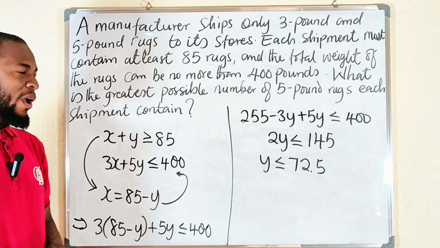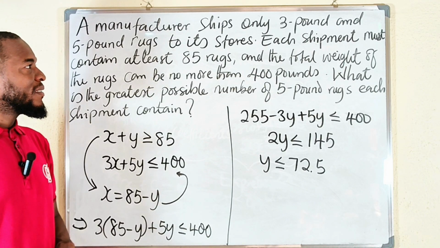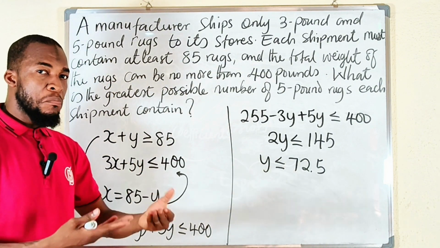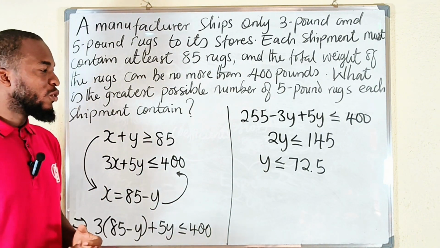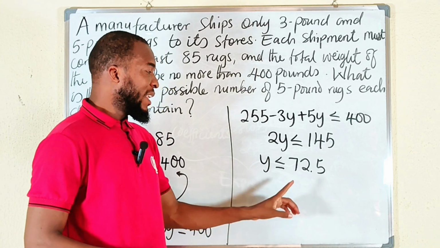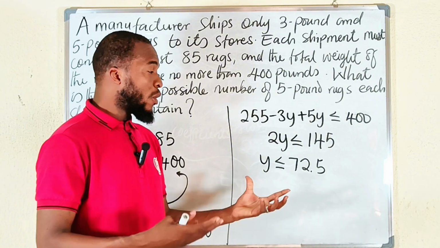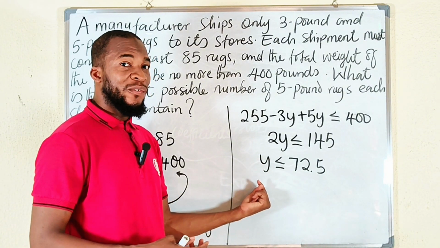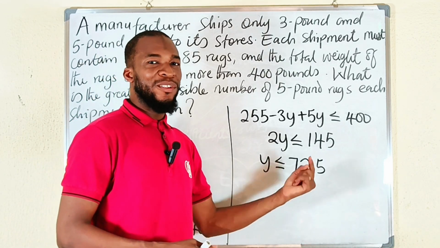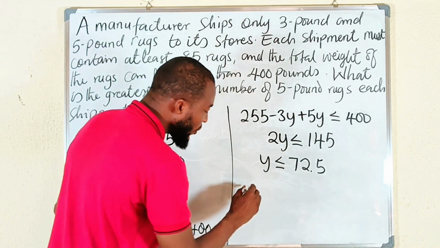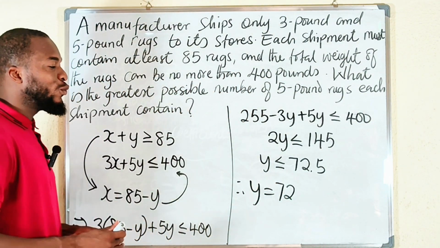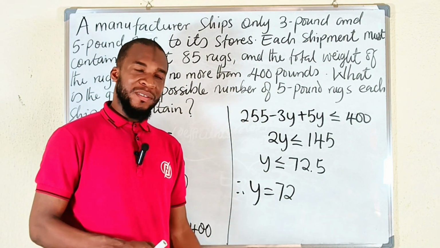But can you remember what y represents? Y represents the number of 5 pound rocks. Since we are talking about number, we have to consider a whole number. So are we going to consider 73 or 72? If you take 73 by rounding up, you realize that it is going to violate this inequality, because 73 cannot be less than or equal to 72.5. But 72 can, therefore y equals 72, since 72 is less than or equal to 72.5.